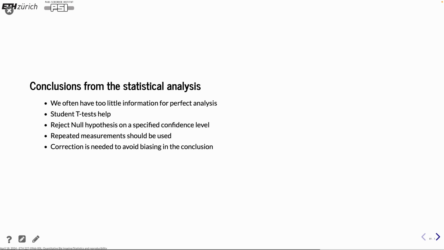From this we can draw some conclusions. We often have too little information for perfect analysis. In that case, the student t-test can help, and we need to reject the null hypothesis at a specified confidence level. That is the workflow. You should, if possible, have repeated measurements in your analysis. And if you do that, you need to correct for the multiple experiments to avoid biases in the conclusion.